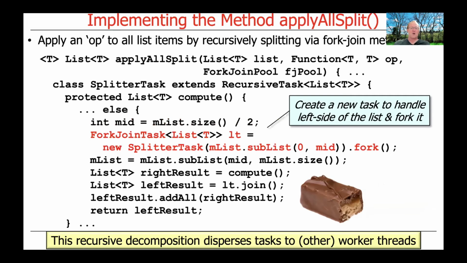So what we do is we make ourselves a new list, and this is going to be a fork join task of list, and we're going to make a new SplitterTask, and that SplitterTask is going to go from the beginning of the list up to the midpoint. So that's the left-hand side task, the left task, and we're going to go ahead and fork that. So that'll be arranged to run in parallel in the fork join pool.